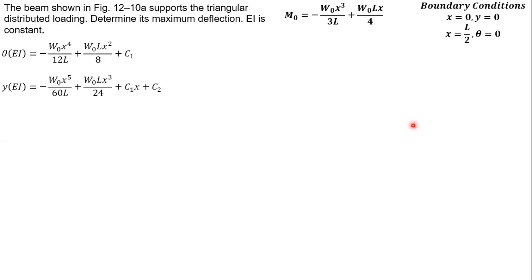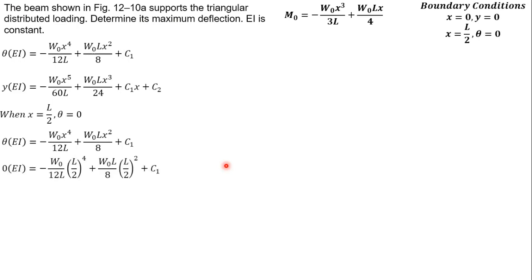Mula dito sa dalawang equation natin, i-apply natin ito sa boundary conditions para makuha natin yung value ng constant, kasi kailangan natin siyang hanapin. So consider natin yung first boundary condition when x is equals to L over 2, theta is equals to 0. I-consider natin dito yung equation na meron tayong theta, which is ito yung unang equation natin. Rewrite niyo lang muna yung equation natin for the slope and then substitute the value.